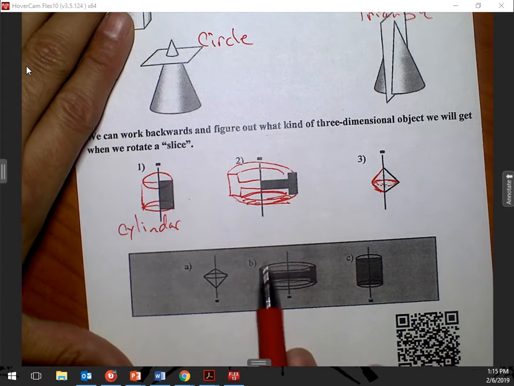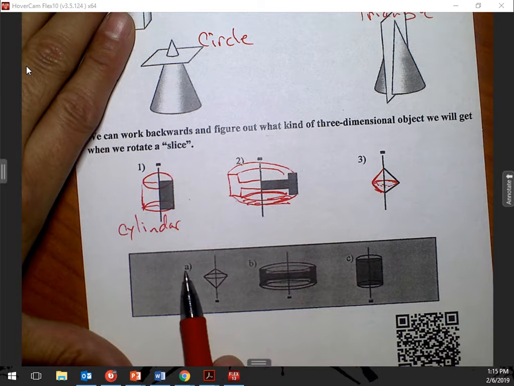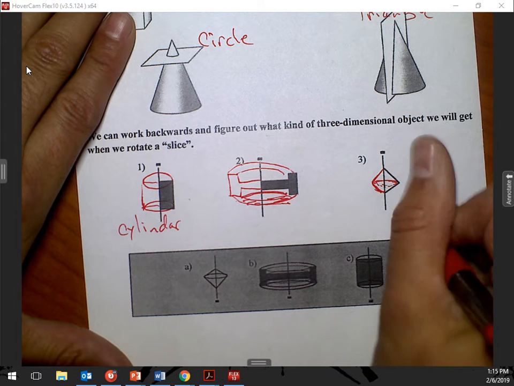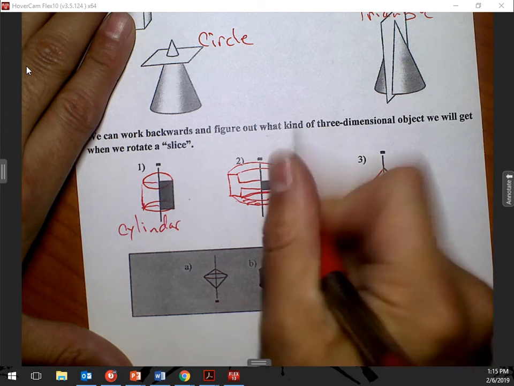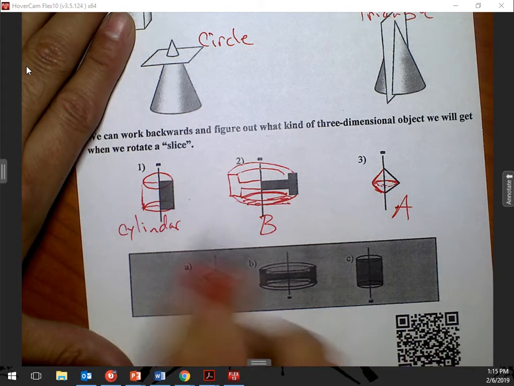So let's take a look. So A goes with this one, B goes with this one, and C goes with this one.